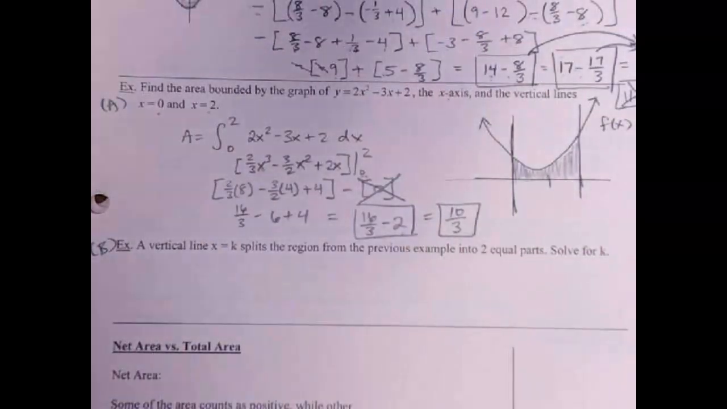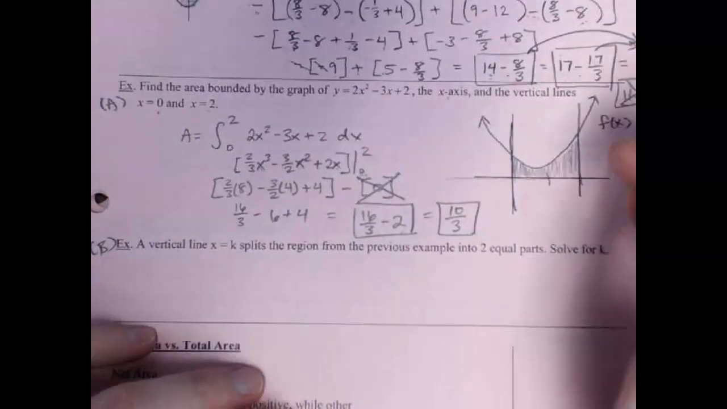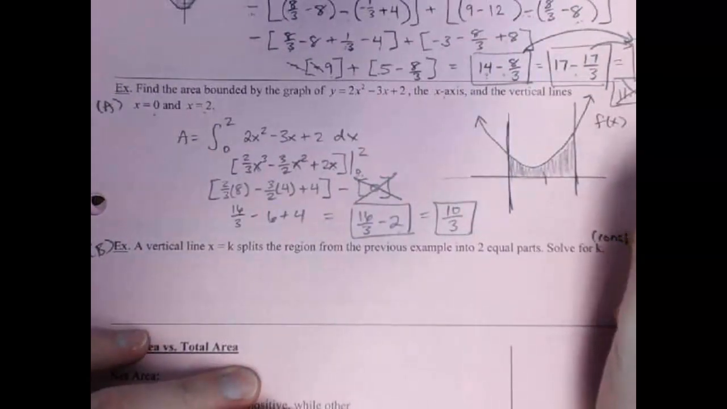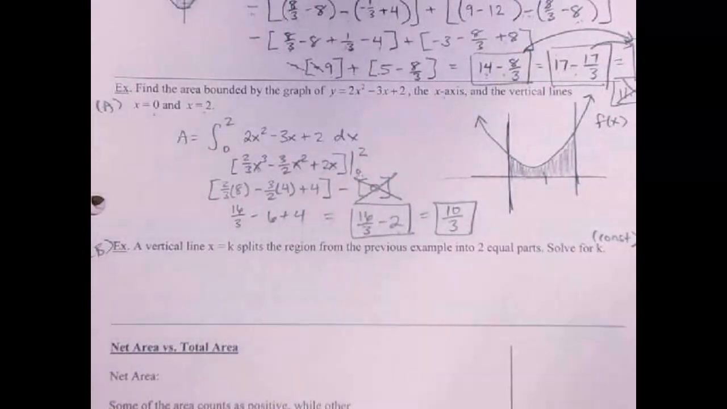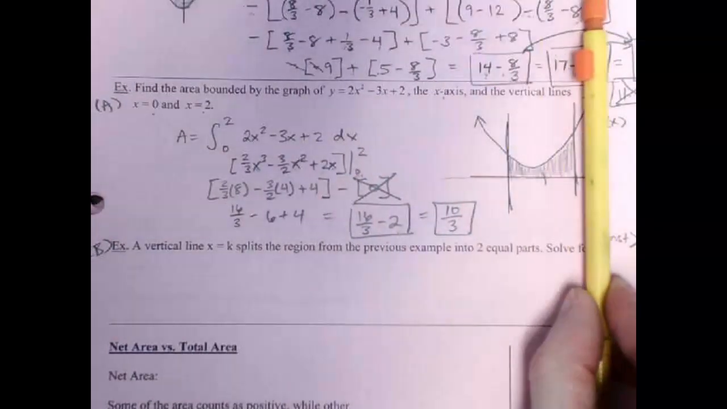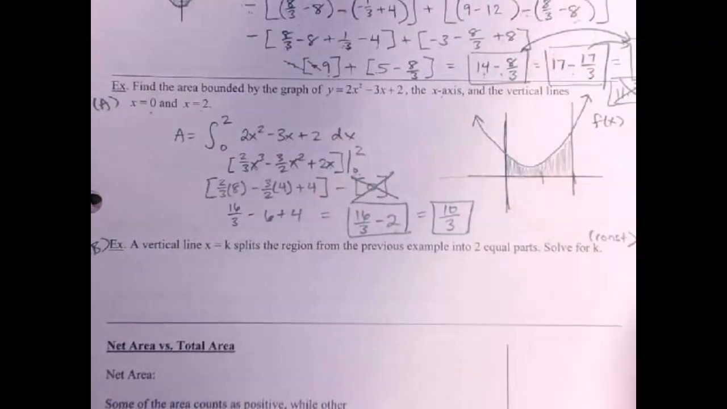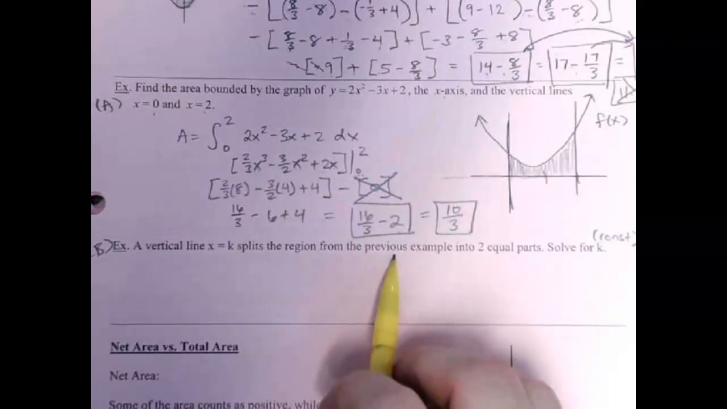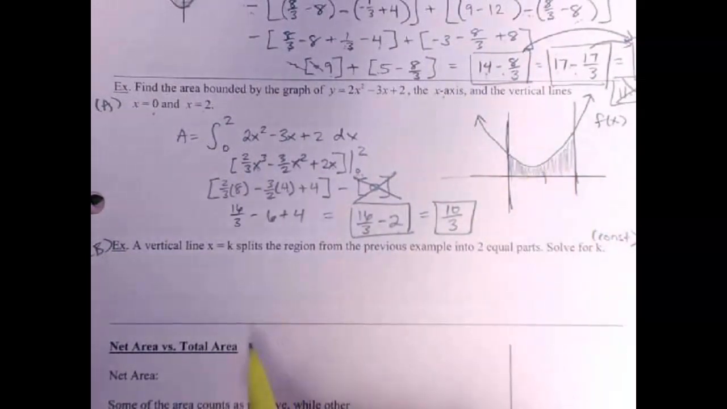Okay, so part B is what's going to make this a little bit more challenging. Here we go. A vertical line x equals k, and k is just some constant. I don't know what it is. That's what we're trying to solve for. K is some number. But we have a vertical line, x equals k, and it's going to split the region from the previous example into 2 equal parts. It says solve for k.